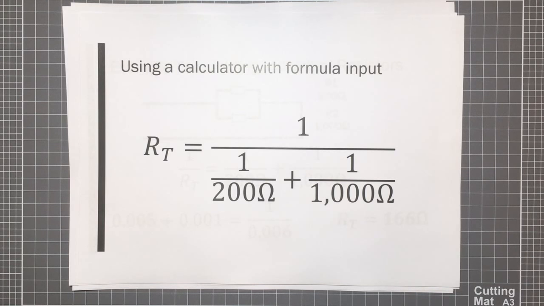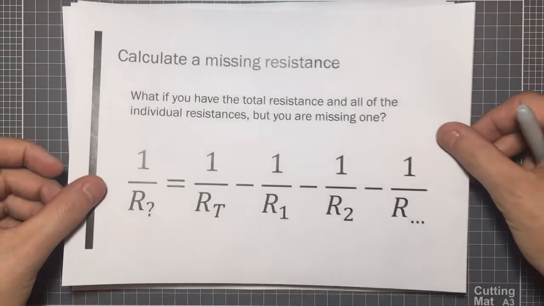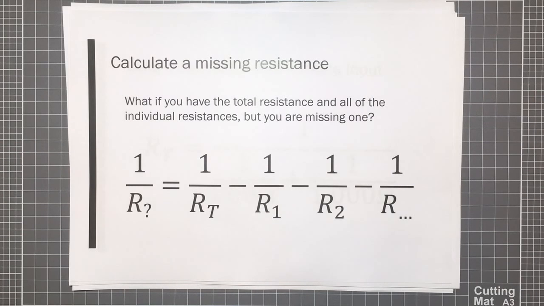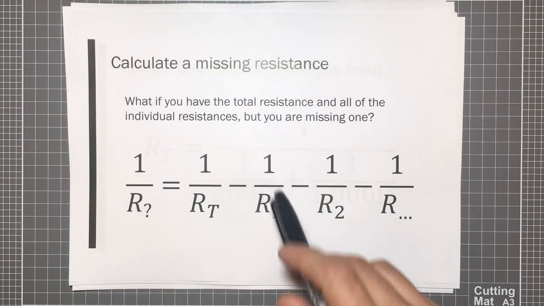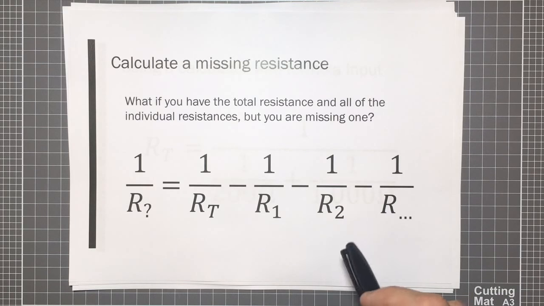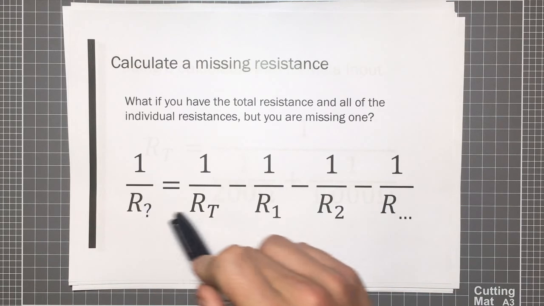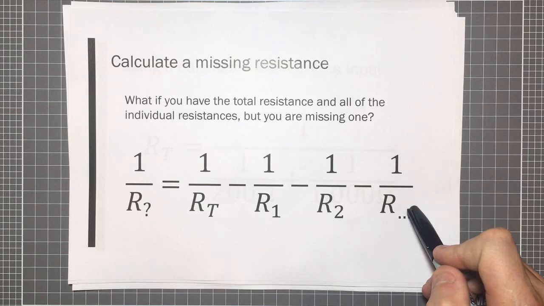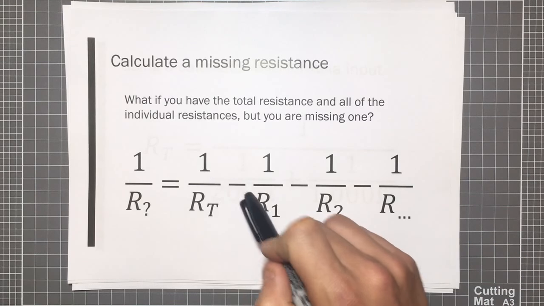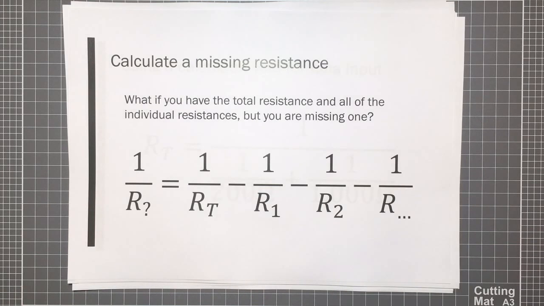So lastly in today's lesson, we're just going to take a look at calculating a missing resistance. So let's say we have the total resistance, and we've got a couple of the values of resistors, but we seem to be missing one. So we can use this formula here, which is the same formula, we've just changed it around a little bit. So instead of having the resistance total, which is equal to 1 plus 2 plus 3 plus 4, we've actually got the total minus 1, 2, and then that should give us the missing one.